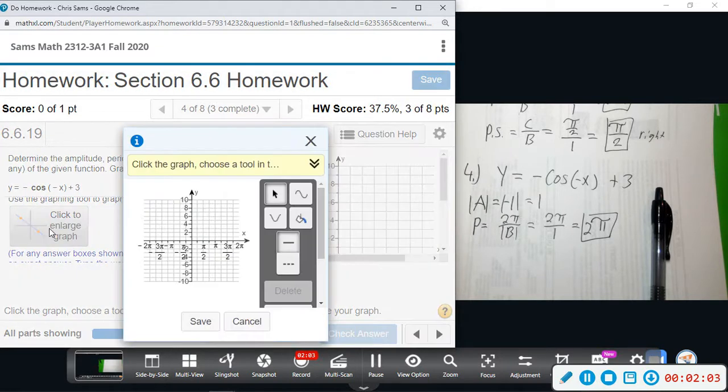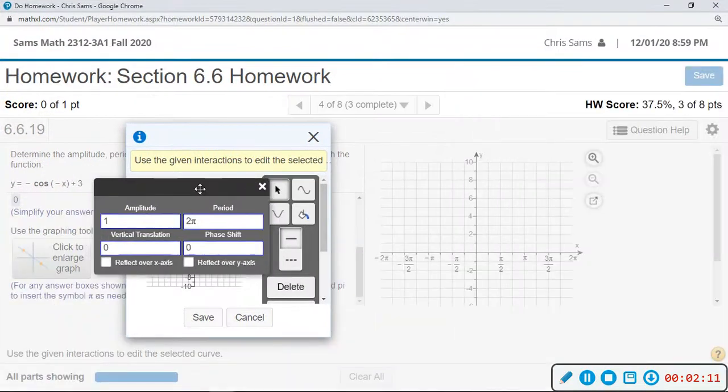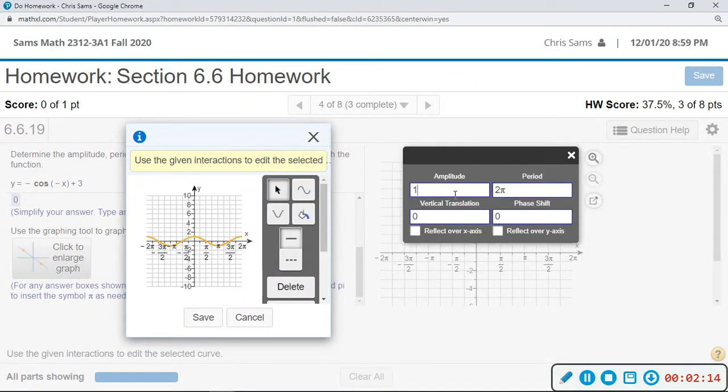And now we're going to graph it. This is cosine. Let me actually make this bigger. Move this guy over. So the amplitude was 1. Period is still 2 pi. Now, that negative 1, this is where we tell it reflects. So that negative 1 is going to flip across the x-axis. Okay, so reflects across the x-axis.